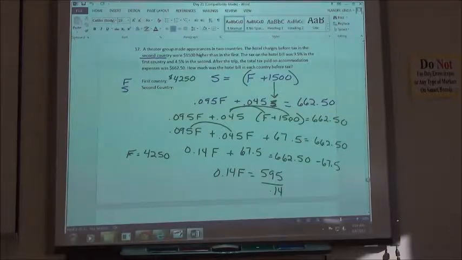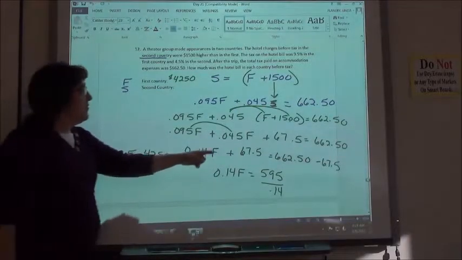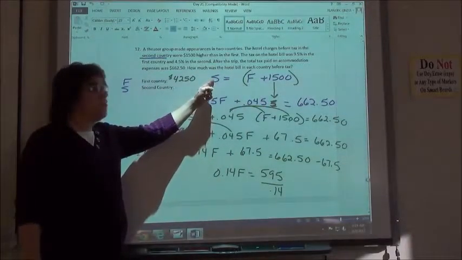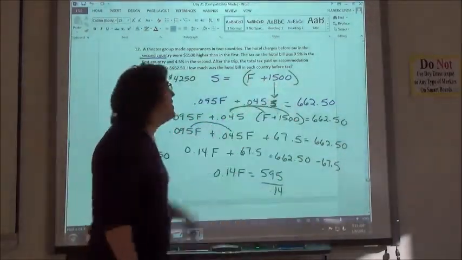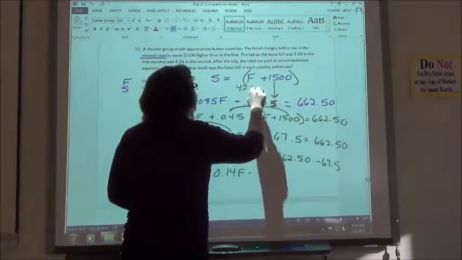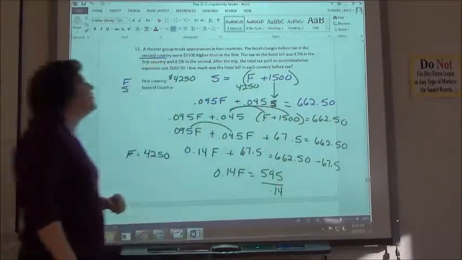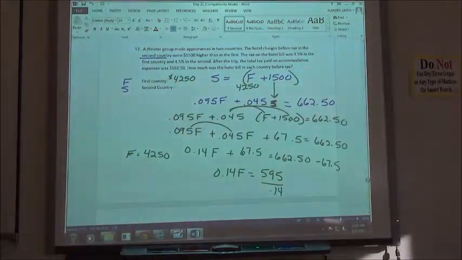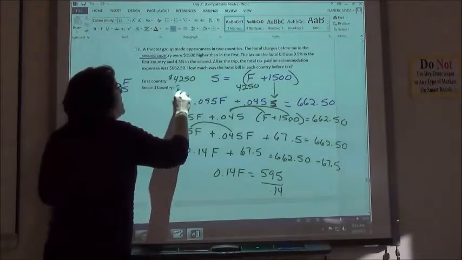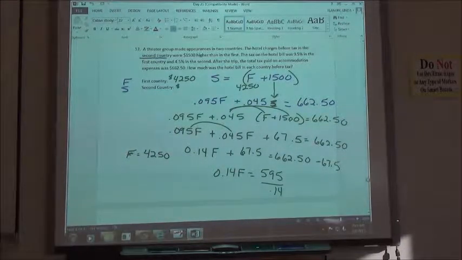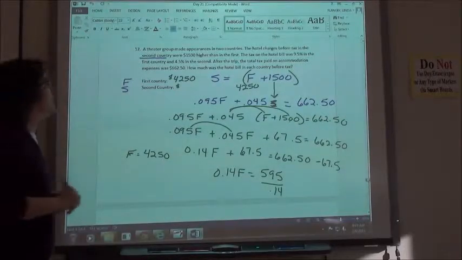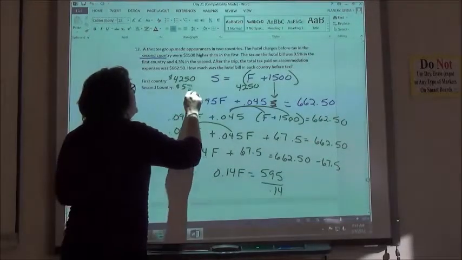In the second country then, I'm going to go back here to that very top equation. It says it's the first plus 1,500. So if we take our 4,250 plus 1,500, we get 5,750.